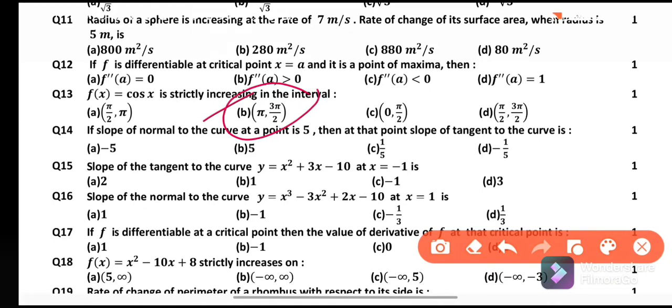If slope of the normal to the curve at a point is 5, then at this point slope of tangent to the curve is, because slope of normal is 5 and slope of tangent is negative reciprocal, that is minus 1 by 5. So answer is D option.